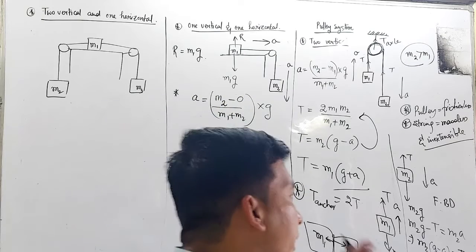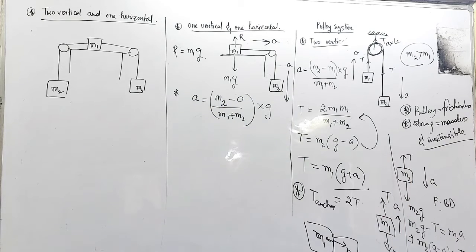What is the mass that is responsible for the production of motion? M2, that is the hanging mass. The hanging mass is responsible for the motion. And is there any opposition to the motion? No. Why? Because the horizontal mass is being neutralized by the surface.